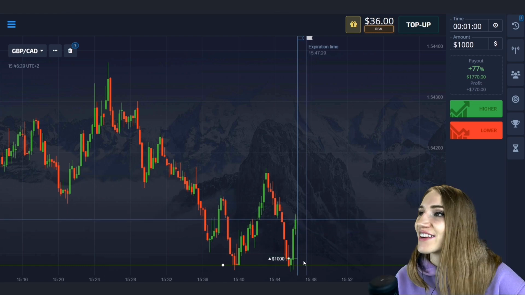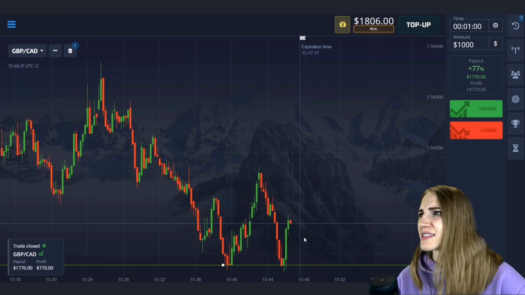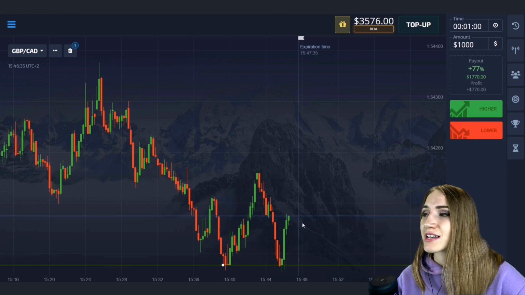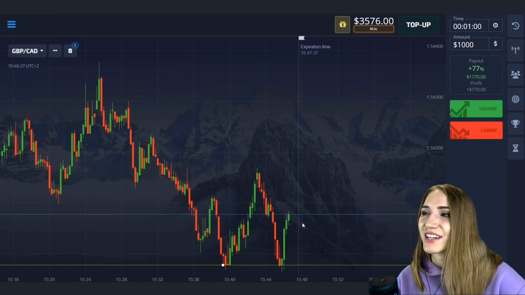So guys, that is very good. As you can see, this level is quite strong, and there was a rollback up from the level. The price got to the retracement zone, so everything is very fine.